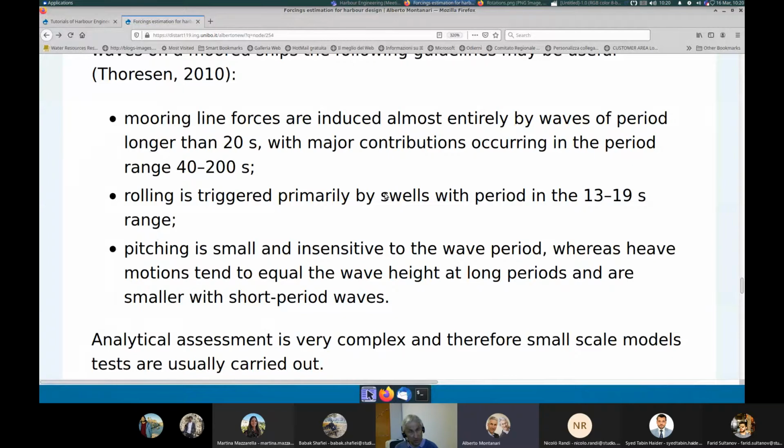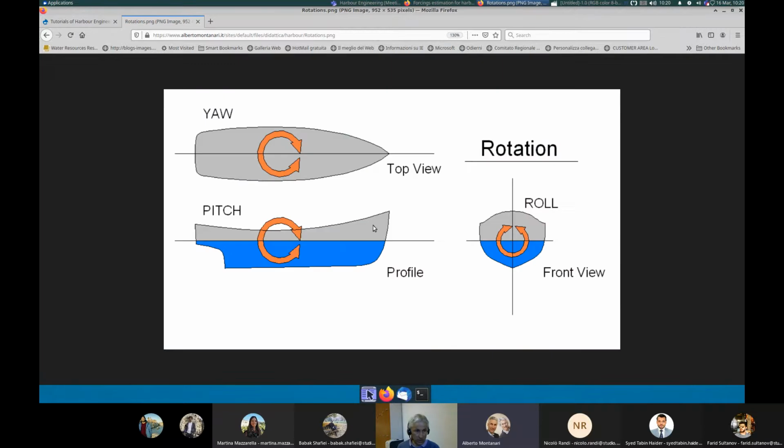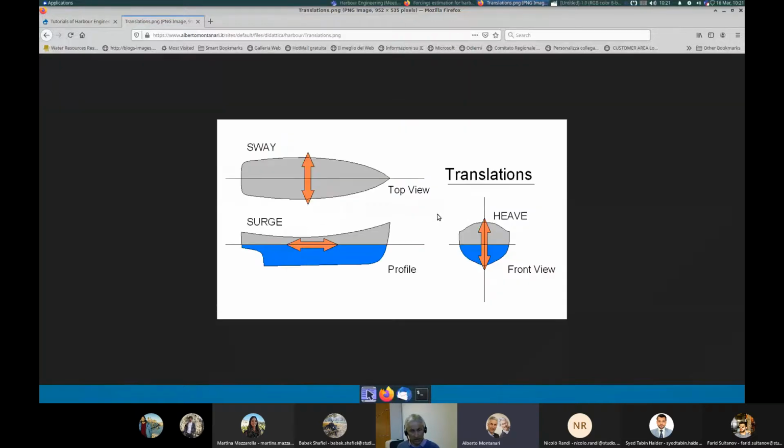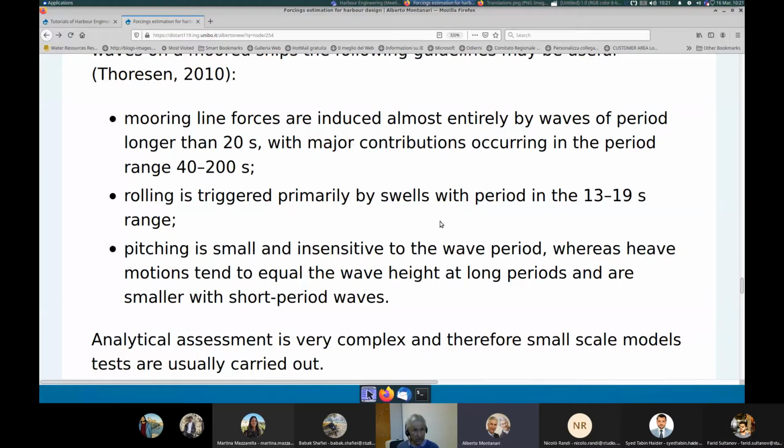Now, pitching is small. I already anticipated it. And it is generally insensitive to the wave period, and pitching, small, okay? Let's talk about heave. And first, let me see what is pitching. It is this one, you remember, it's rotation around the transversal axis. And now let's focus on heave. Heave is up and down along the vertical axis. So what about heave? Let's see.